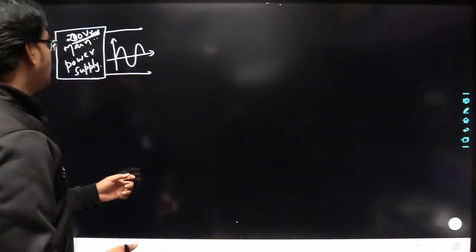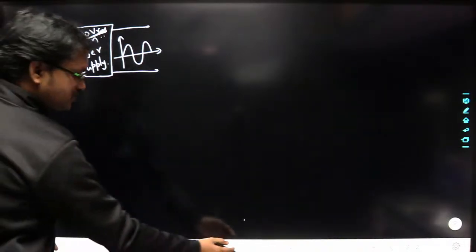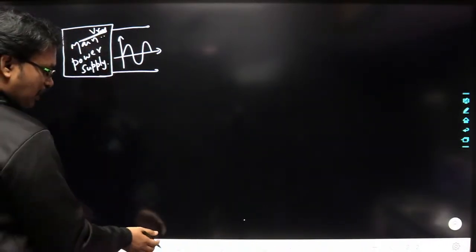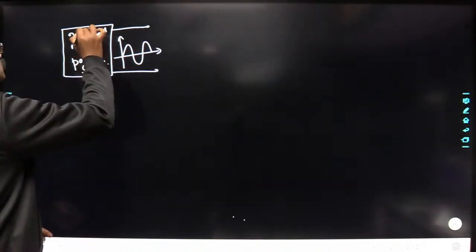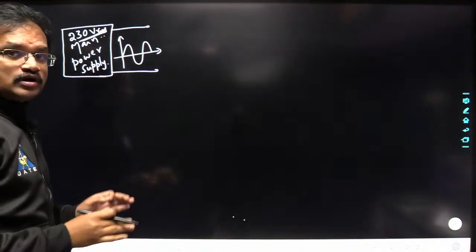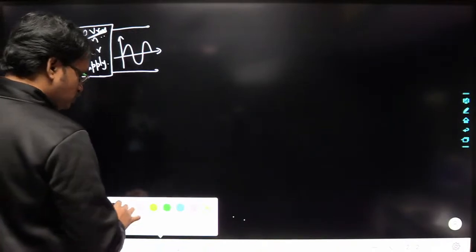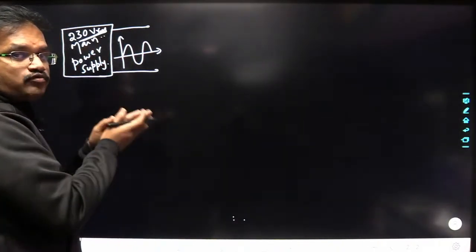But here you have the RMS voltage of 230 volts, right? If you convert this directly to DC, you are going to get a huge amount of DC voltage here. We don't want that much DC voltage. So for that, what we are going to do is step down this voltage. We don't want this much voltage here.